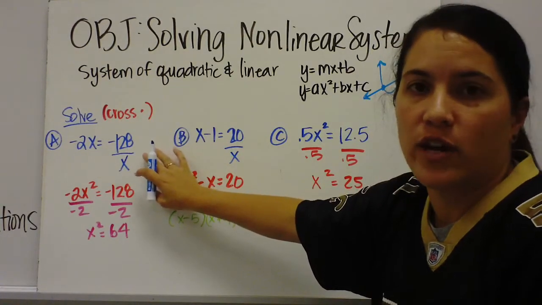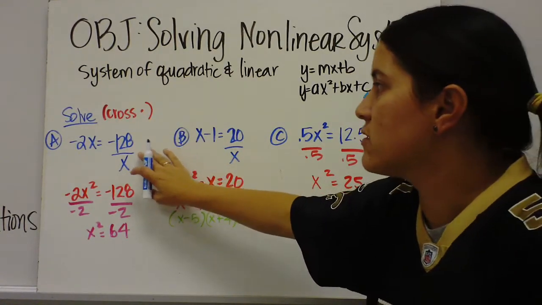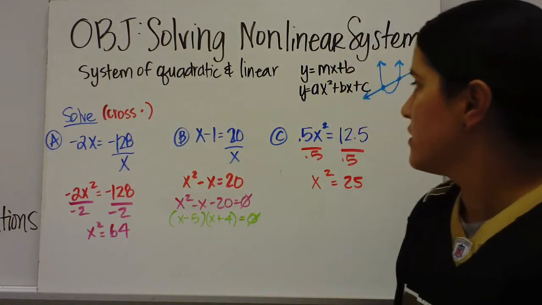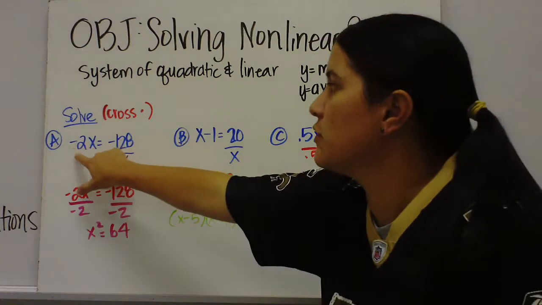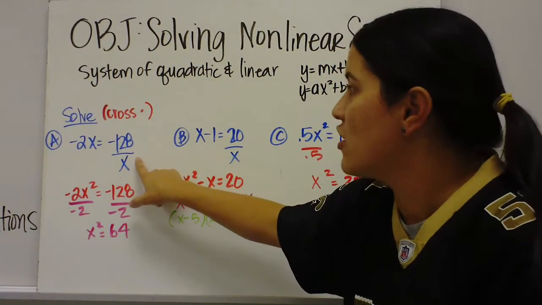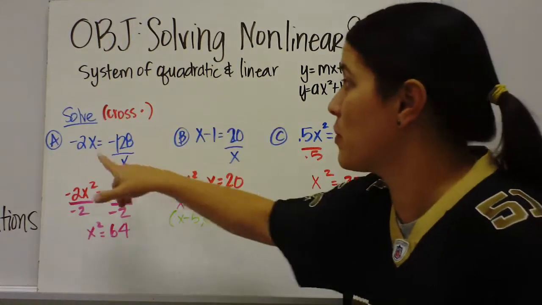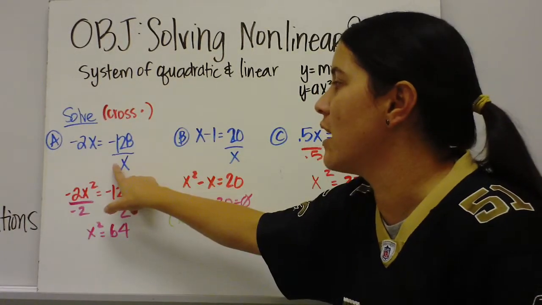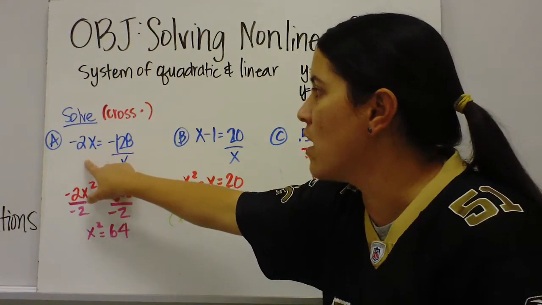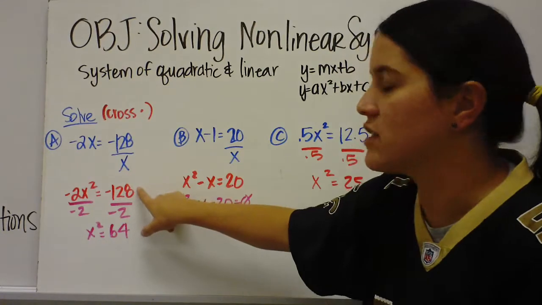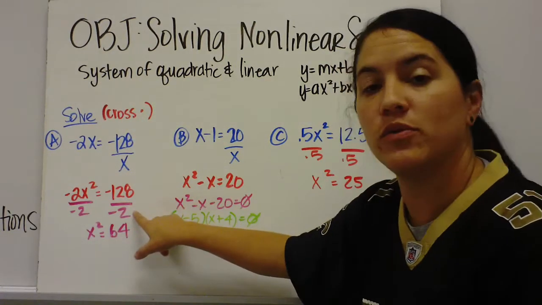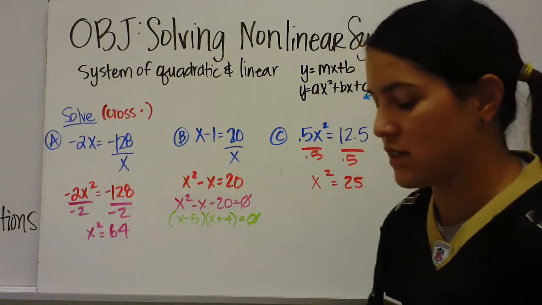We've been solving quadratic equations, but we haven't solved anything that looked quite like this. So if you have a situation like this, you are going to cross multiply. In this example, negative 2x equals 128 divided by x. You are going to cross multiply like it was a proportion. So negative 2x times x is going to give me negative 2x squared, and then this would be over 1. 1 times 128 gives us negative 128. I divide both sides by negative 2, and I'm left with x squared equals 64.